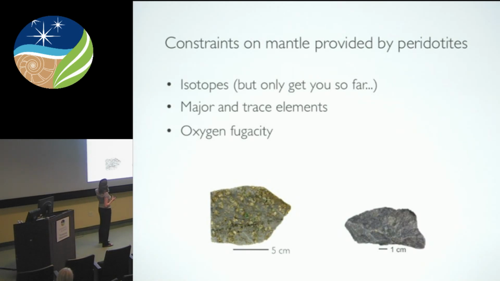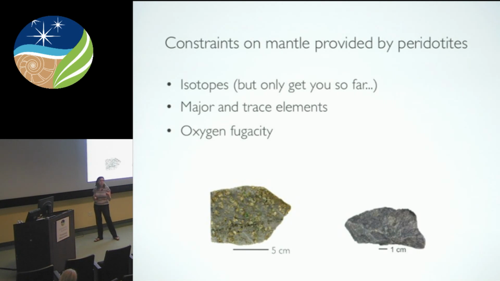So I'm going to start out with talking a little bit about the isotope data set. I'll show some of the data that I collected here and show you the constraints that the isotopes give us on mantle composition. And traditionally, isotopes have been a great way to look at the mantle, but I put up here, isotopes only get you so far.